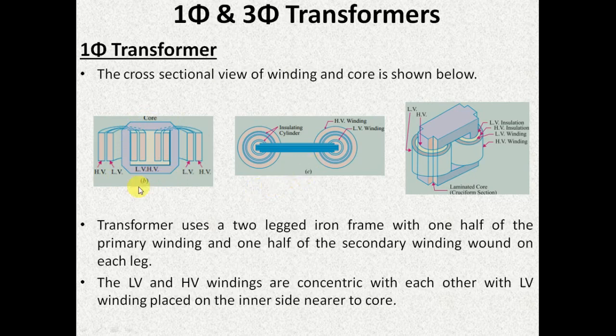The single-phase core type transformer consists of two iron legs, with each leg having one half of the primary winding and one half of the secondary winding. The low voltage winding and high voltage winding are provided in concentric form. Usually the low voltage winding is placed on the inner side, nearer to the core. This is done so as to reduce the amount of insulation to be provided here.